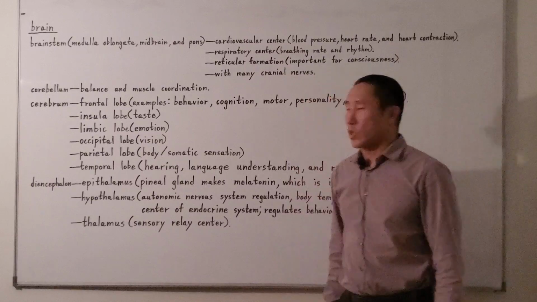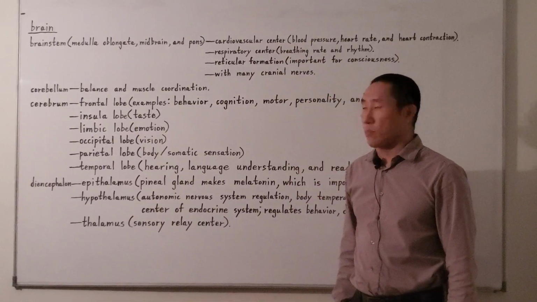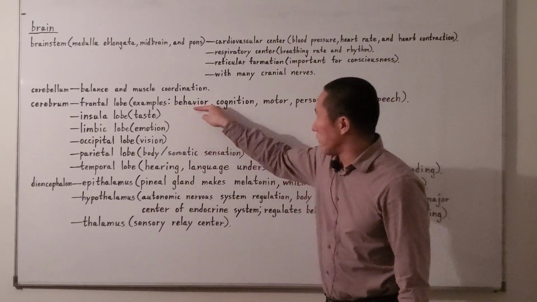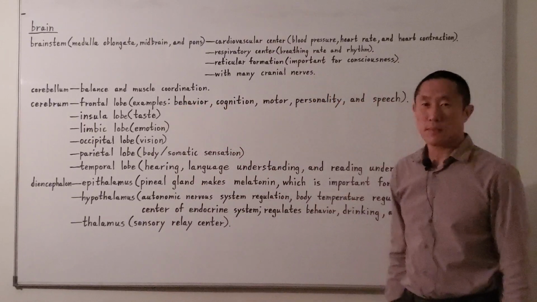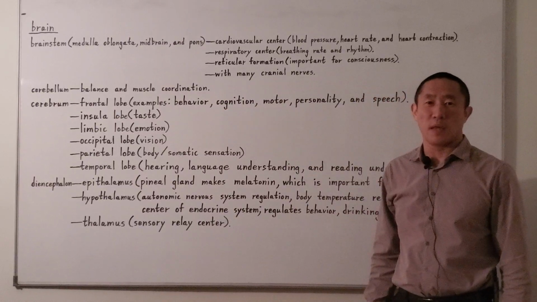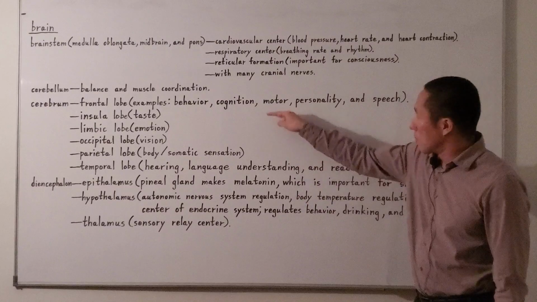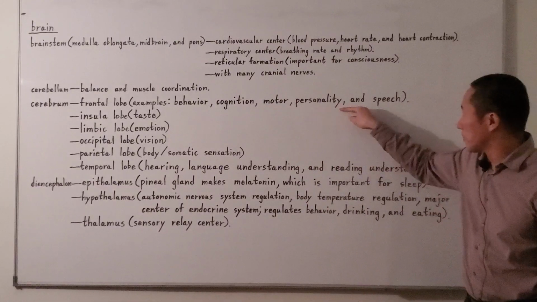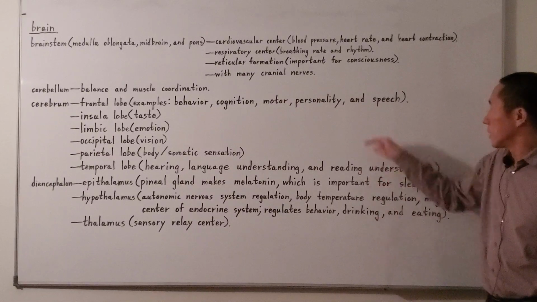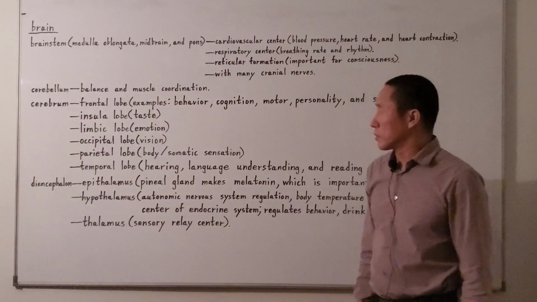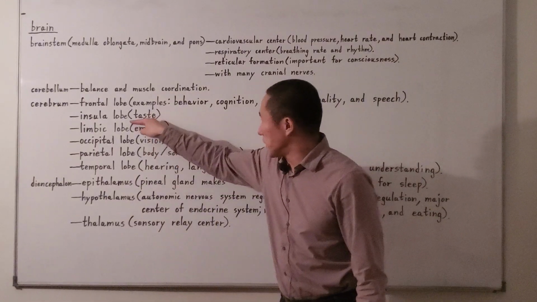Now, the frontal lobe has many important functions. For example, it regulates behavior, cognition, and that means thinking. Now, motor, personality, and speech. Now, the insular lobe is important for taste.